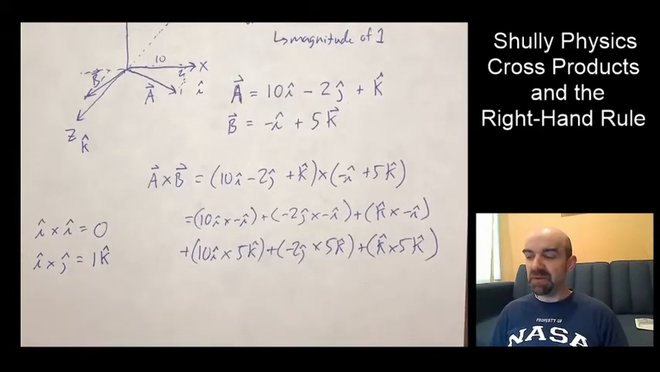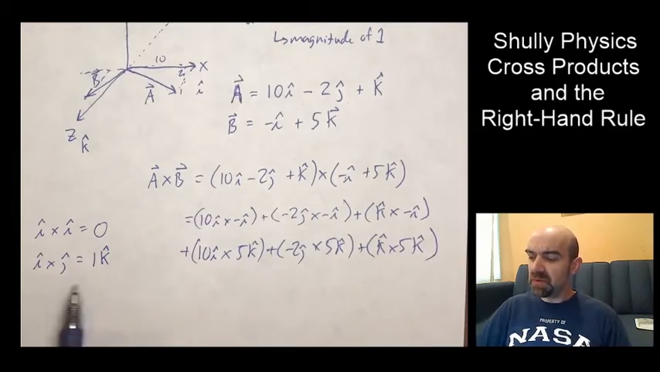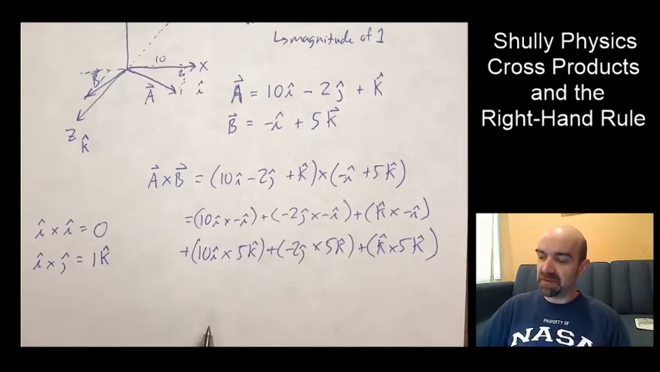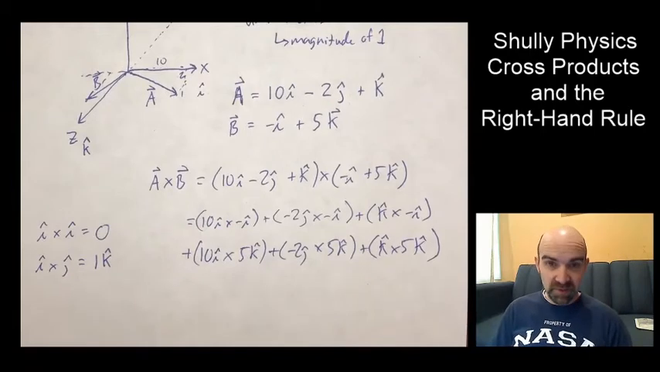Now, using unit vectors, there's a little trick to this. What if I have j cross I?